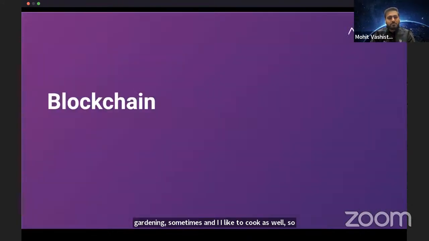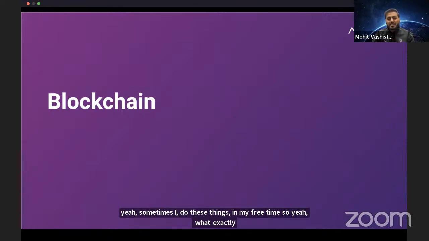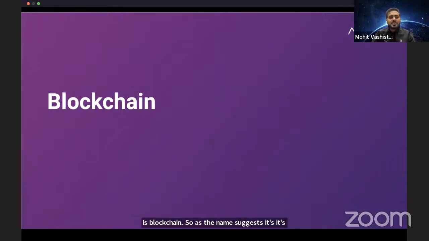So what exactly is blockchain? As the name suggests, it's nothing but a chain of blocks. Now, what exactly is a block? A block is nothing but a block of data. Let's take a simple example. If you take a notebook or a diary that has a lot of pages, you can call it a ledger in that sense.